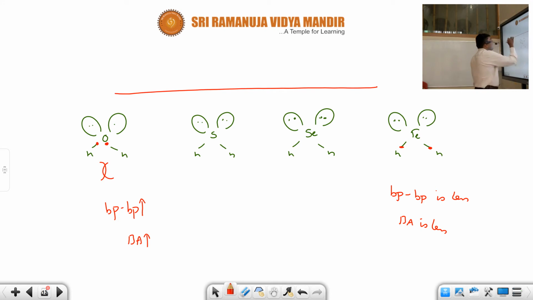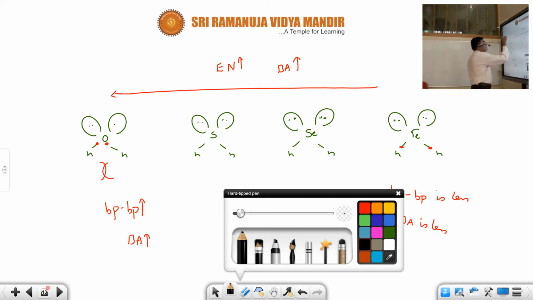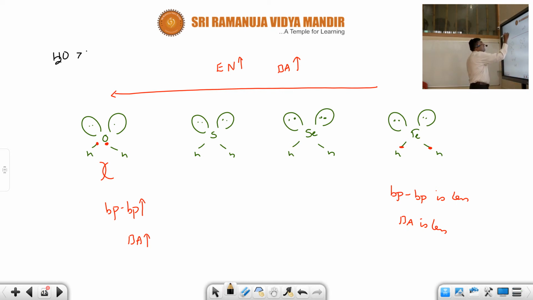So as you go this way, electronegativity increases. So naturally bond angle increases. That is one of the reasons why. So the H2O bond angle, one second, let me write properly. So if you see here, H2O is greater than H2S, which is greater than H2Se, which is greater than H2Te. Very good. I hope you understood this concept.